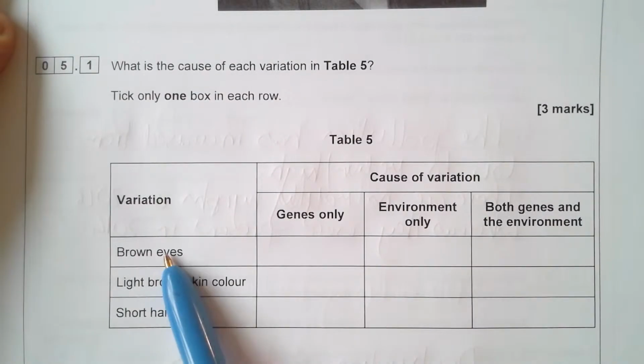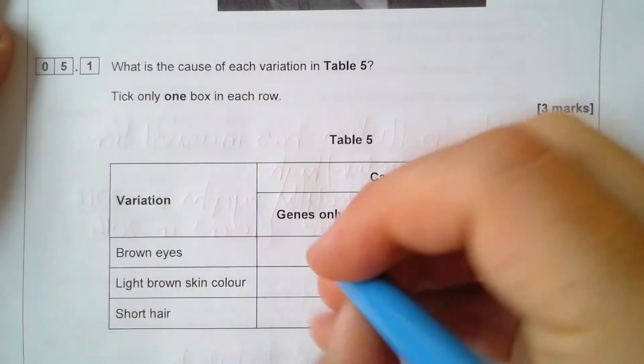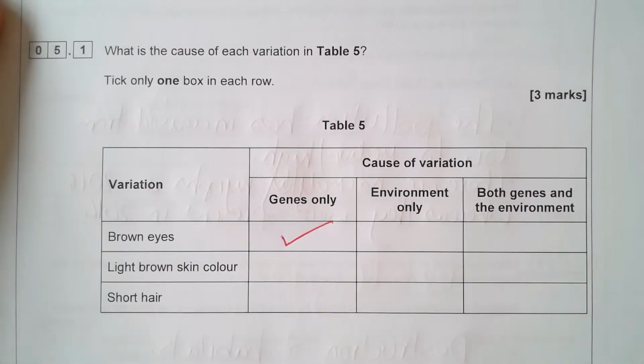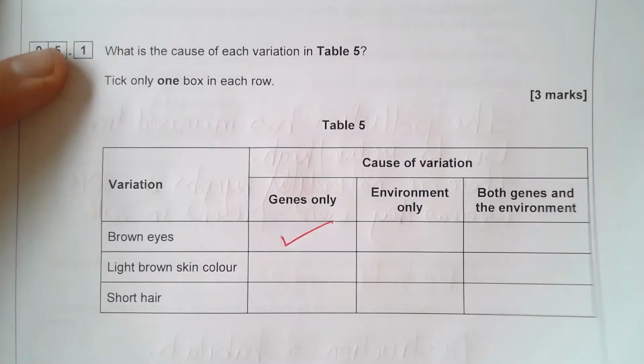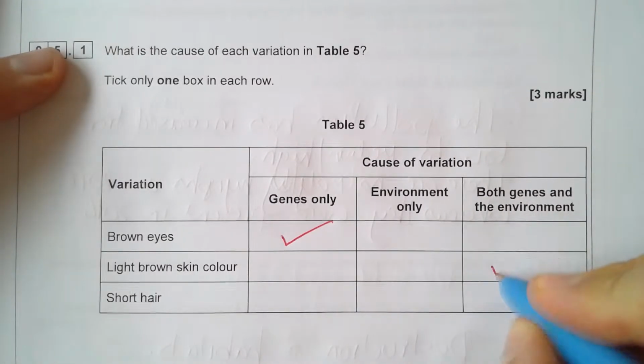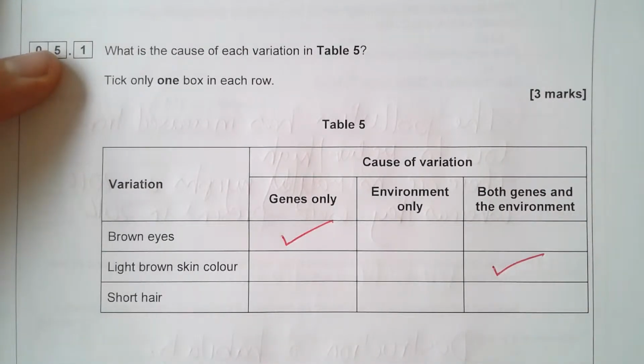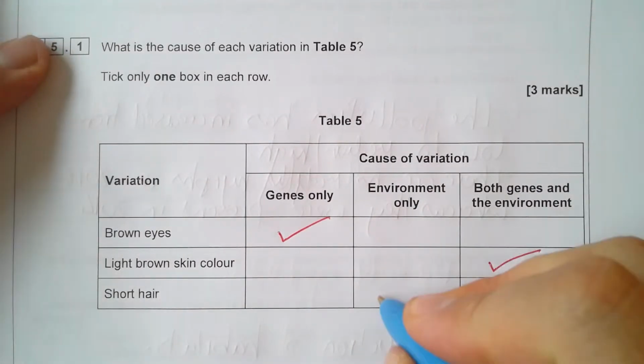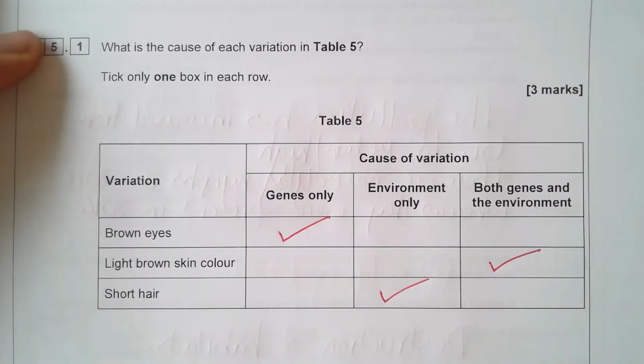So brown eyes, that is only determined by your genes, so your environment won't have an impact on this one. Light brown skin colour, that can be inherited, but obviously if you were to sunbathe, that could change the tone of your skin. So both genes and the environment. Whereas short hair, well, if you're able to grow hair at all, the fact that you've cut it short is something that's environmental only.